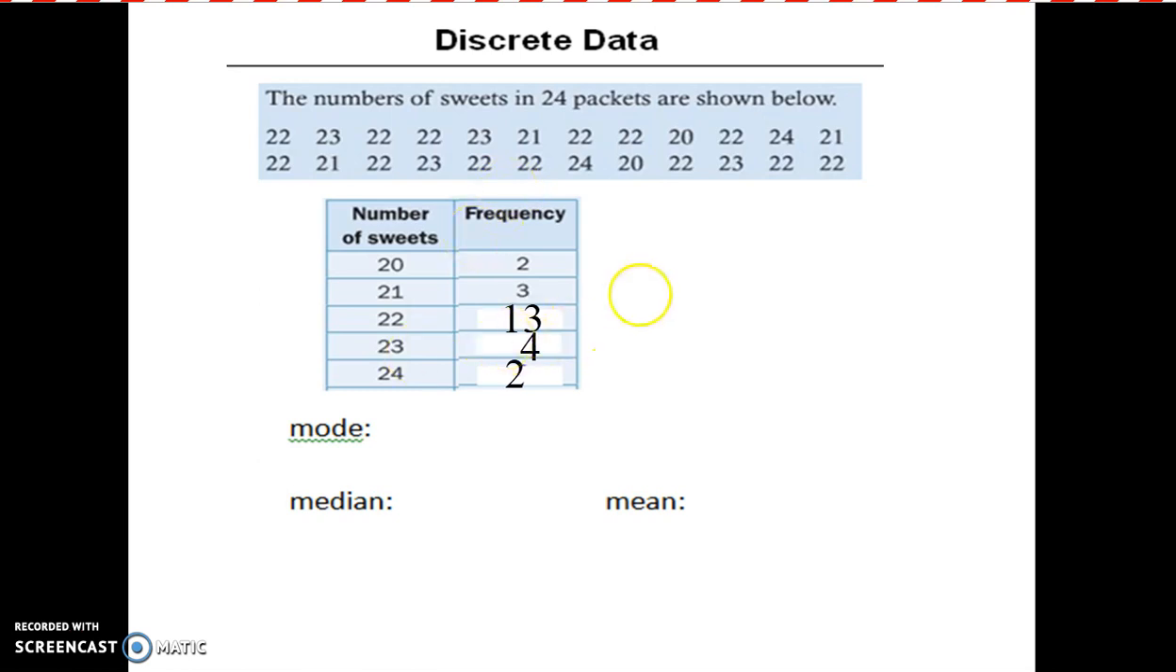So I've completed the frequency table. Now in this frequency table, if you add all these numbers up, you'll know how much total data there is. So all these should add up to 24 because we have 24 pieces of data.